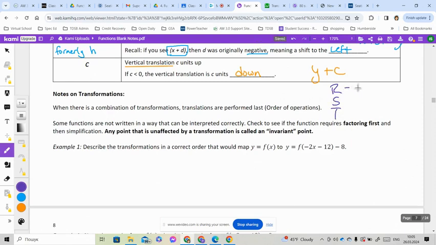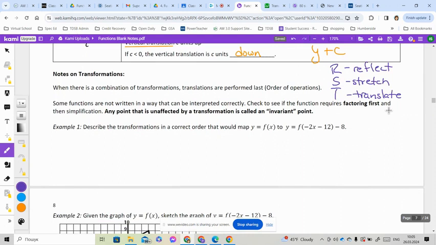Okay, so what's the first thing we do? We first reflect, then we stretch, then we translate. This is the order in which you will complete your transformations. Sometimes, yeah, it's alphabetical, isn't it nice? Sometimes when you get a function, you're not able to tell the transformations immediately. Sometimes we need to factor before we can identify the transformations.